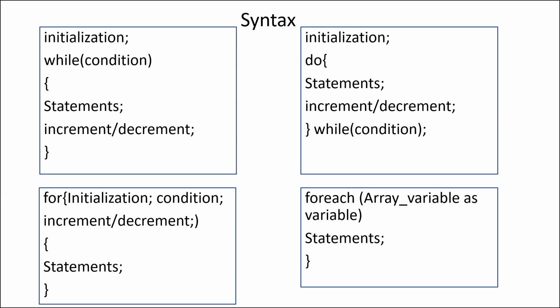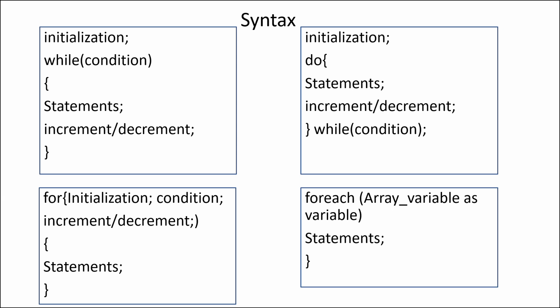Another, do while, so initialization and then followed by do, the statements to be executed in each iteration will be available in the curly parentheses. After that, you'll have the increment or decrement part. Finally, you are going to check the condition. So at least one time, even if the condition is false, the statements within the do loop will be executed.